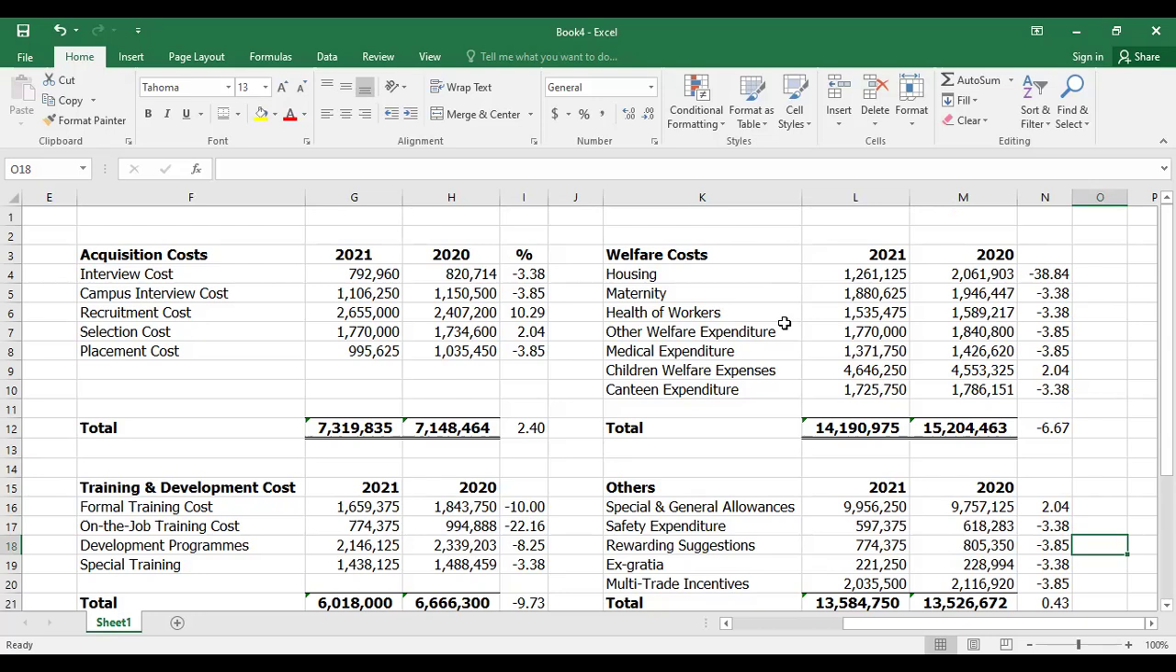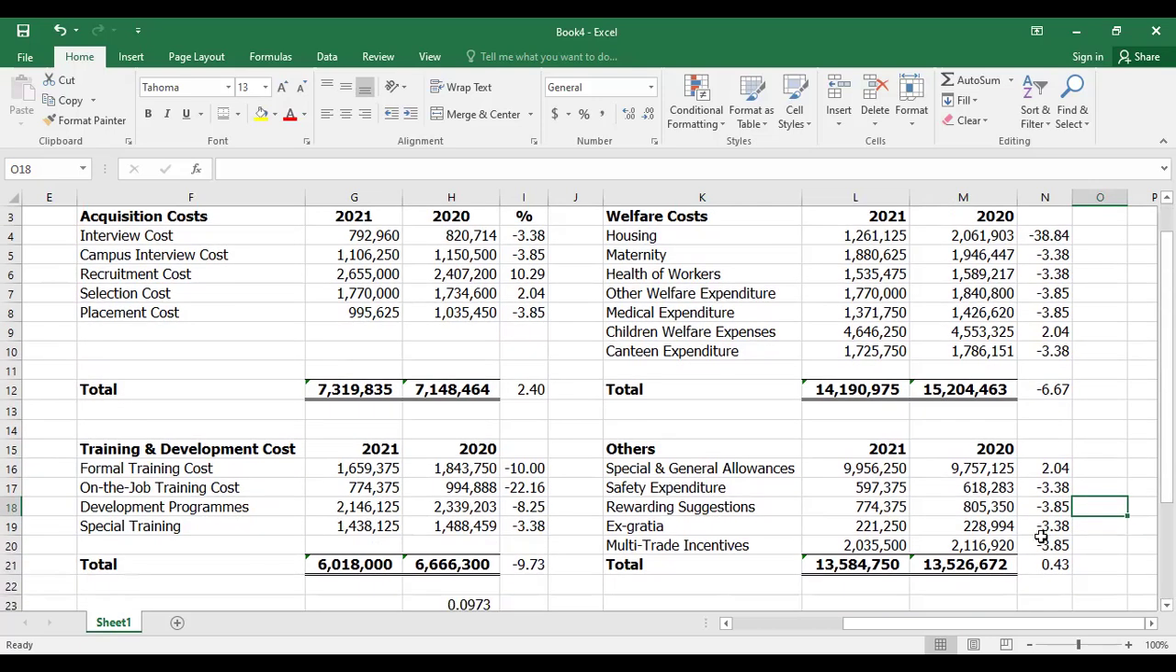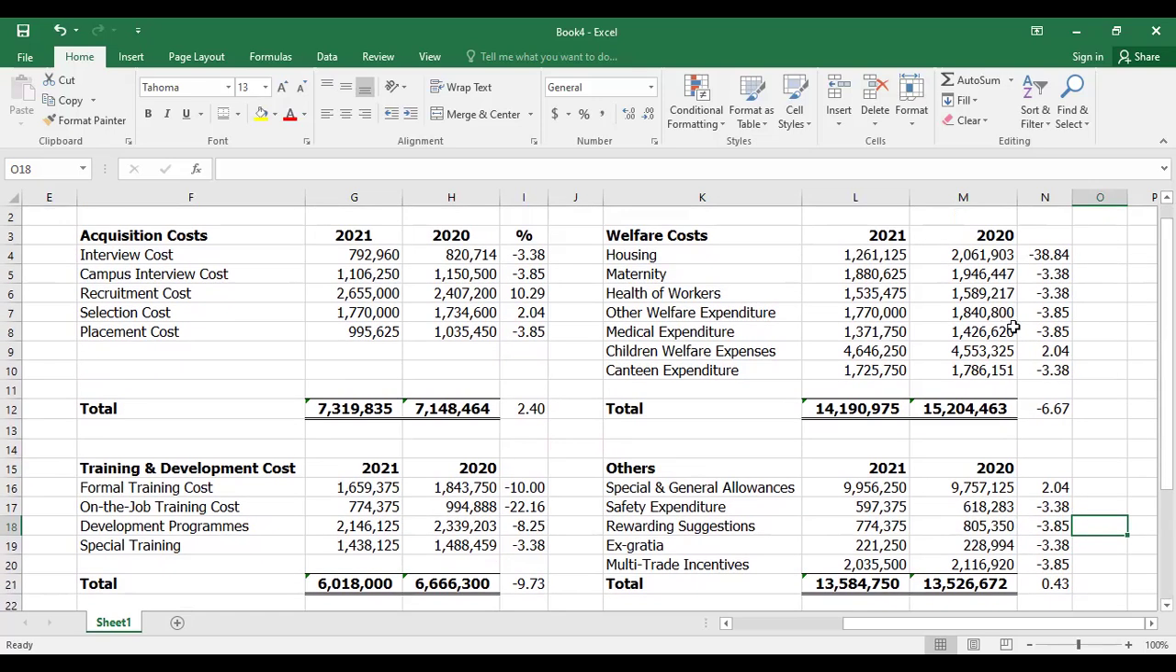So I think with this short session on human resource classification, your perspective is further enriched.